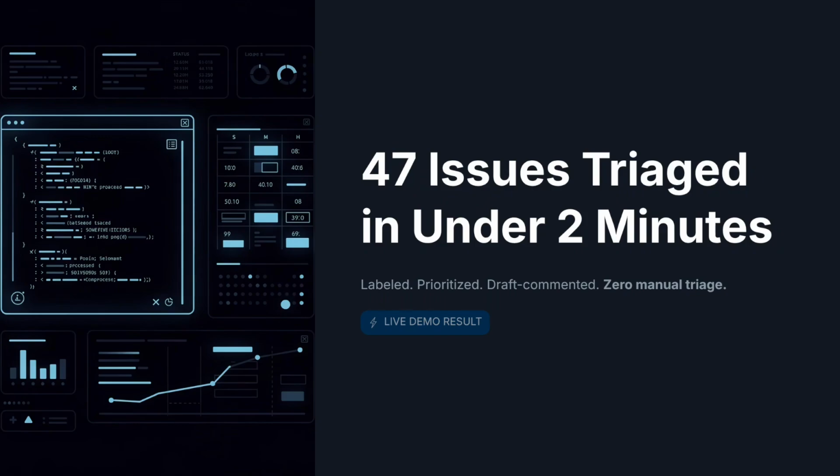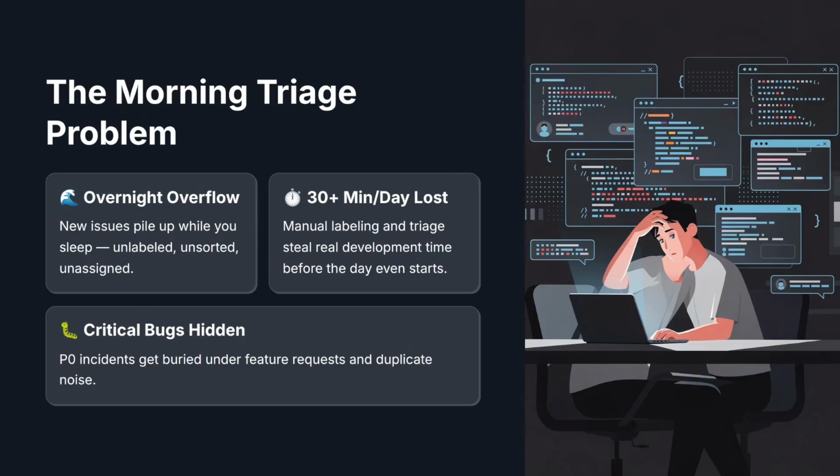I just triaged 47 GitHub issues in under 2 minutes and didn't touch a single one manually. You know that feeling. You open GitHub in the morning and there's like 20 new issues staring at you. Half of them are duplicates, a few are actual fires, and you've got to sort through all of it before you write a single line of code. We're gonna fix that today.